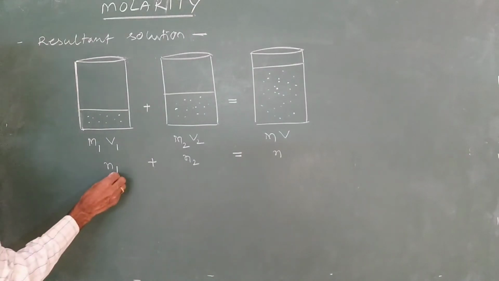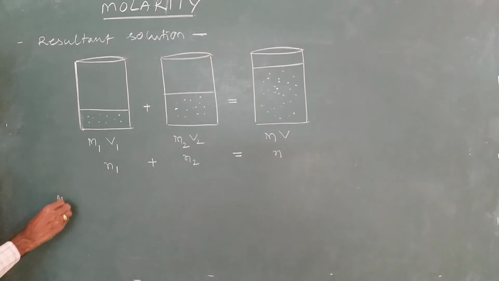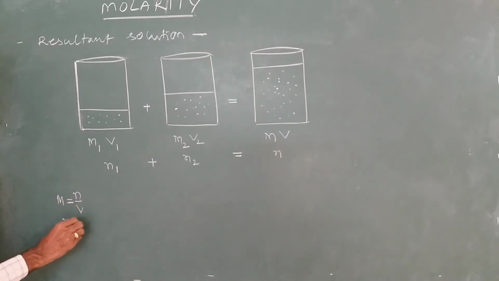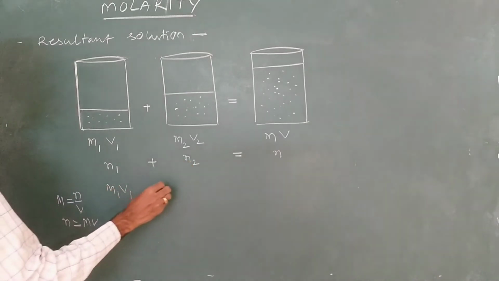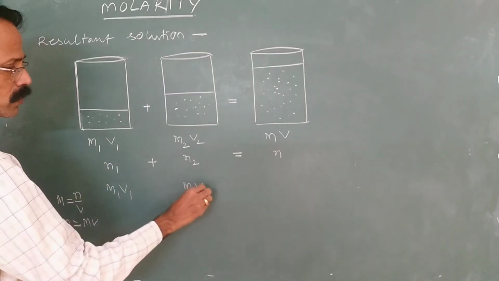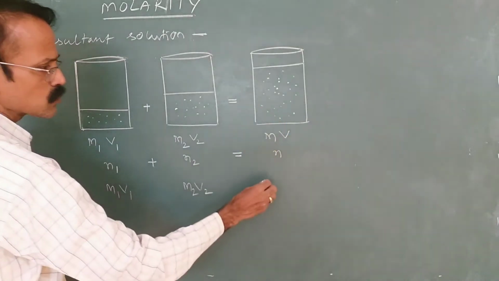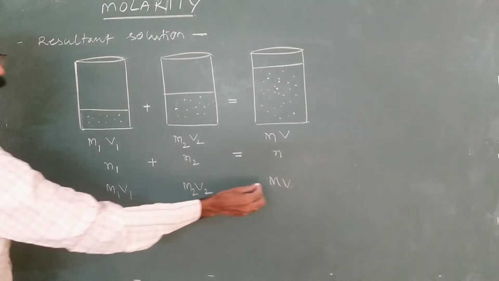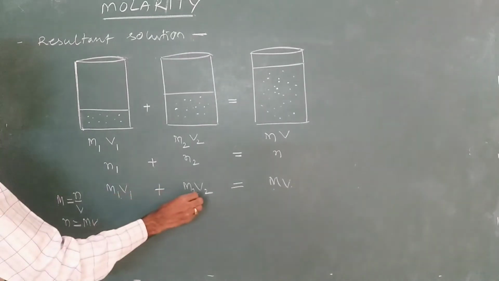Now, can we write M1 V1 for N1? Because molarity is equal to what? The number of moles by the volume of the solution. So the number of moles is equal to molarity into volume. So for N1 we can write M1 V1. Similarly, for N2 we can write M2 V2, and for the number of moles of the resulting solution, we can write MV. Now, MV is equal to M1 V1 plus M2 V2.